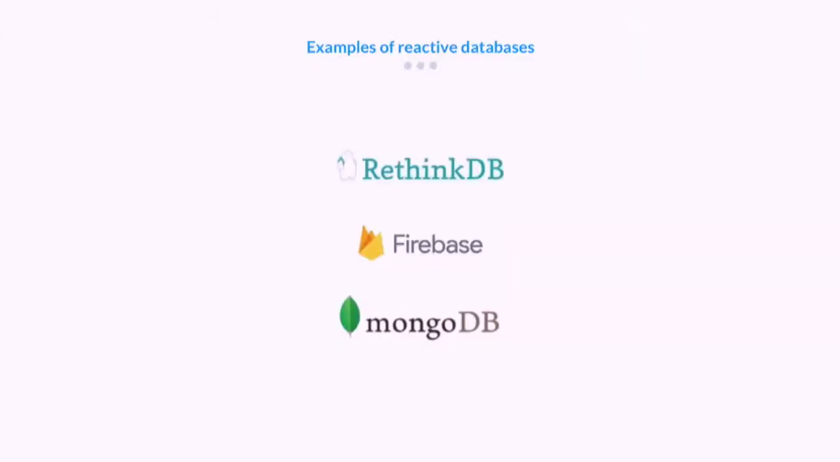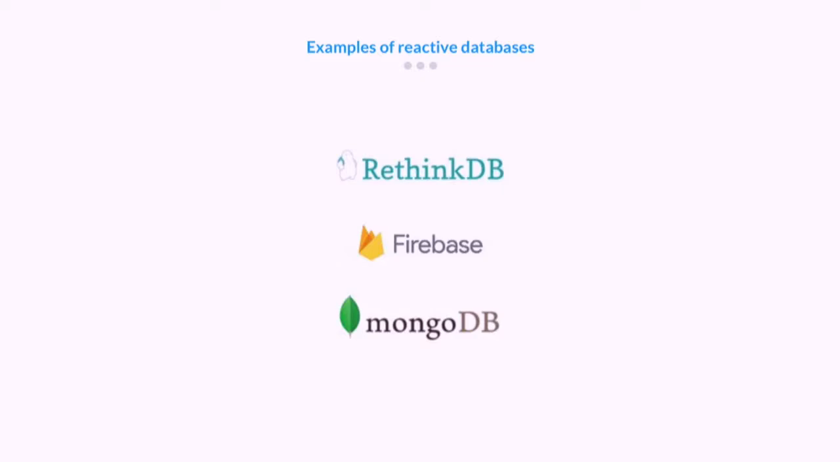Examples of such databases are RethinkDB and Firebase, and also MongoDB, which is technically speaking not a reactive database, but it's widely popular and it can be used in a similar way. In this presentation, we will focus on RethinkDB, but exactly the same idea applies to any kind of reactive database.